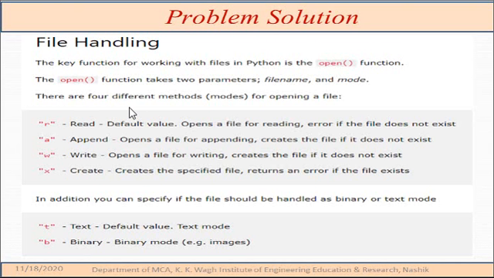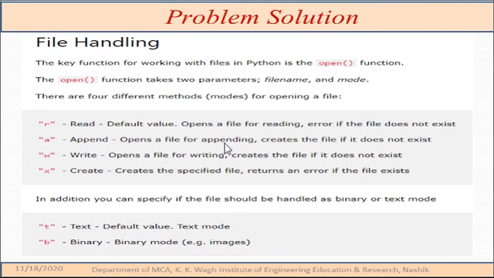Let's see how to perform these operations in file handling. For performing file handling, the key function in Python is the open function. The open function takes two parameters: the first one is the file name and the second one is the mode. There are four different methods we use for opening a file, which are nothing but the modes of the file. First is read mode, second is append mode, third is write mode, and fourth is create mode. Read mode is the default value, it opens a file for reading and it shows an error if that file does not exist.